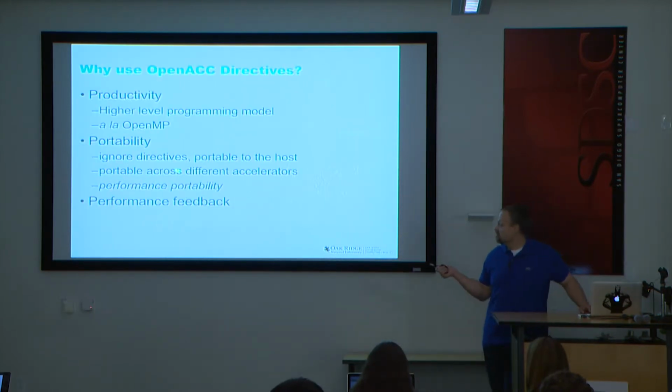It's portable because if you're on a machine without GPUs, for example, you can ignore the directives, right? You'll still get crappy performance if you haven't restructured the code to make sure that you have good data locality, but it'll run just fine. And you don't have to change the source. You don't have to keep two things in your Git repository, right? And it's portable across different accelerators too, whether or not it's a GPU or something else.